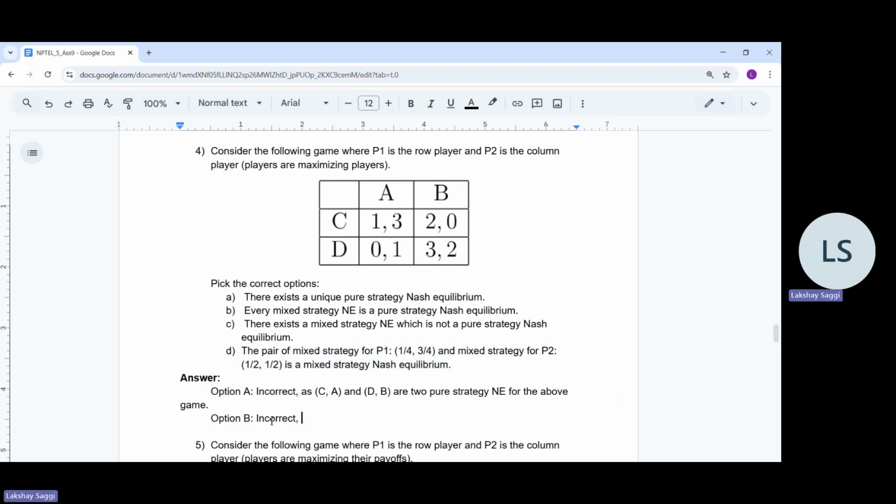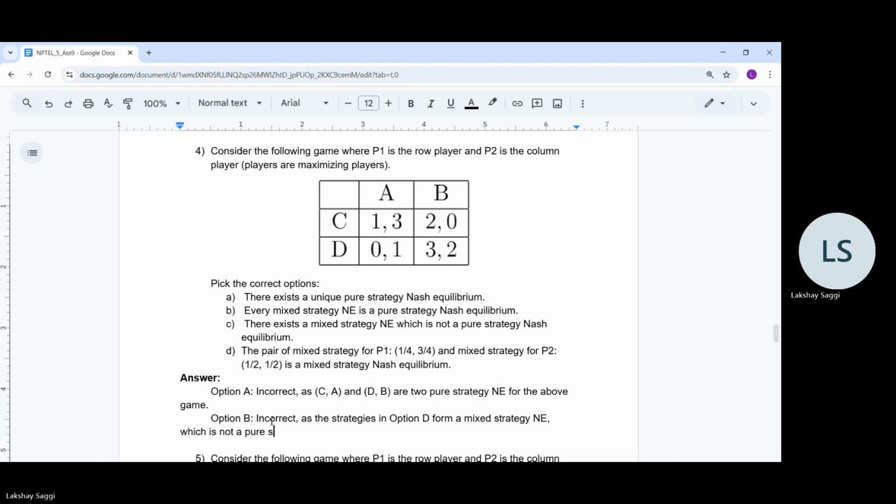Incorrect, as the strategy in option D forms a mixed strategy Nash equilibrium, which is not a pure strategy Nash equilibrium. So yeah, this is a mixed strategy Nash equilibrium, and this is not equivalent to something like C comma A or something like D comma B, right?